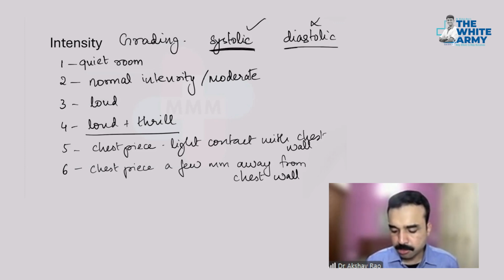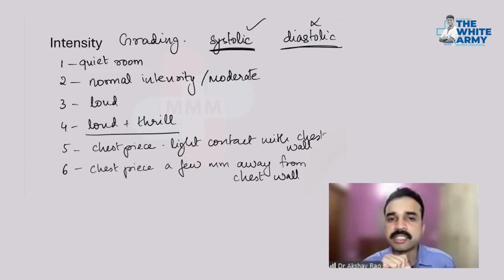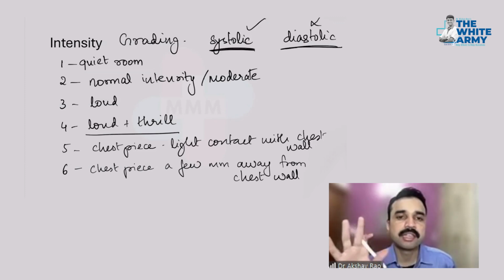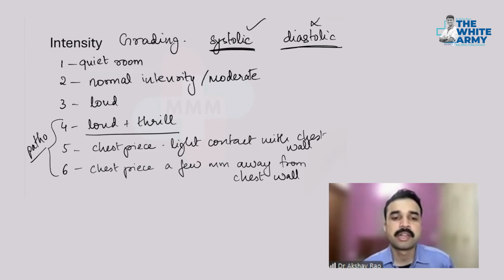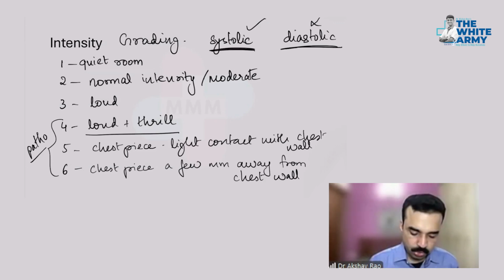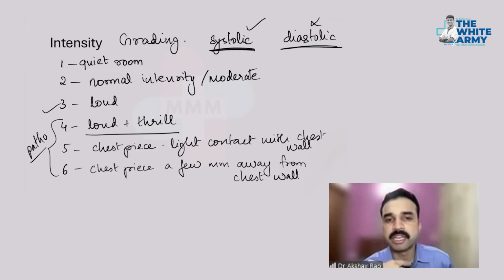Whereas a diastolic murmur almost always indicated an intracardiac pathology. When you hear a diastolic murmur, you are certain it's an intracardiac pathology. That's why you never needed to grade it. Whereas for systolic murmurs, if it was grade 4 and beyond, it definitely meant there is an intracardiac pathology. Up to grade 3, you could have it even, for example, in severe anemia.